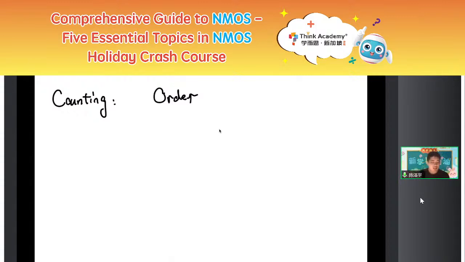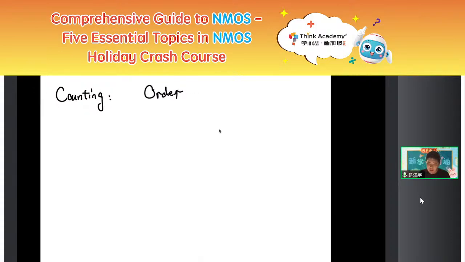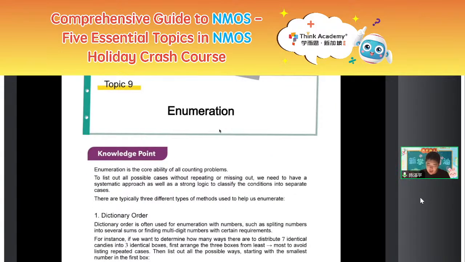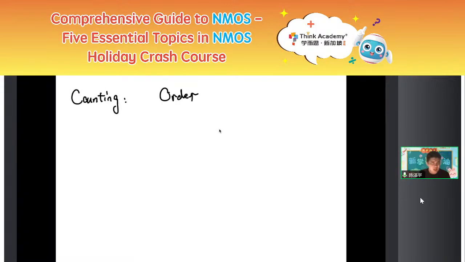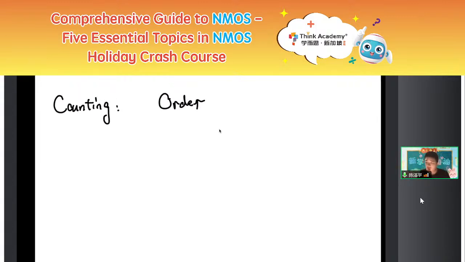Counting, the only important thing is that we're doing the things in order, right? So if you turn to this enumeration lesson, page 69, you'll see that we have introduced a lot of different methods here to do the enumeration, but actually all of them are about this one word, order. Do things in order.